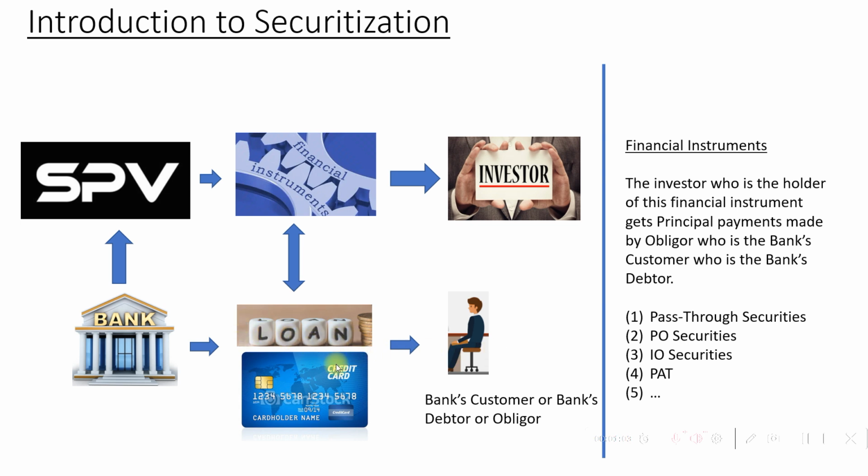So these loans and credit cards, for example, are bought by the special purpose vehicle, which is a trust formed as a result of banks in the trust or other companies, and they make financial instruments based upon the assets of the banks which it actually sells to the SPV. These financial instruments will again be bought by the investors, which would mean the investors can now get the repayments made by the bank's customers, or bank's debtor or obligor, directly or through the SPV.